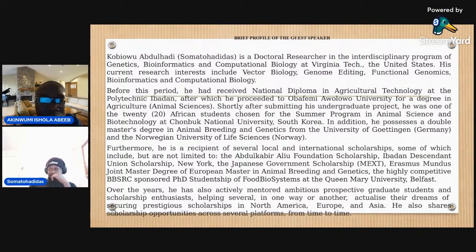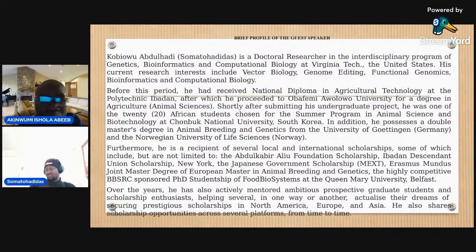In addition, he possesses a double master's degree in animal breeding and genetics from the University of Goettingen in Germany and the Norwegian Institute of Life Science, Norway, under the Erasmus Mundus Scholarship. Furthermore, he is a recipient of several scholarships, both local and international. Some include, but are not limited to, the Japanese Government Scholarship, the Erasmus Mundus Joint Master Degree of European Master in Animal Breeding and Genetics, and the highly competitive BBSRC-sponsored PhD studentship of food biosystem at Queen's University Belfast.